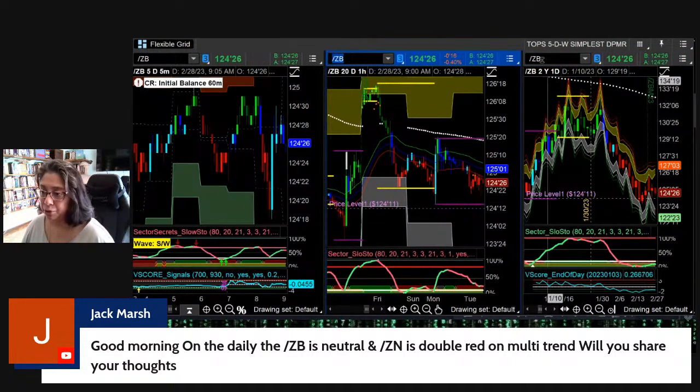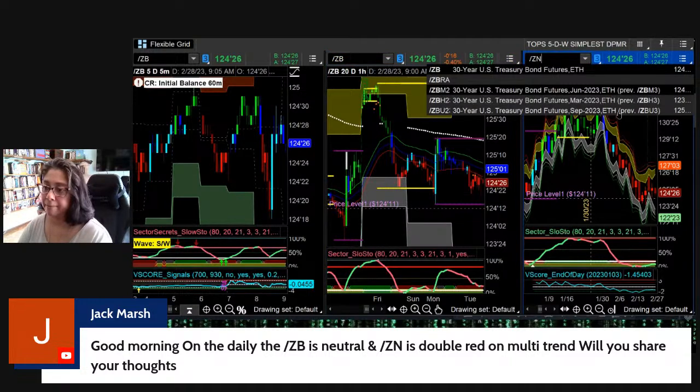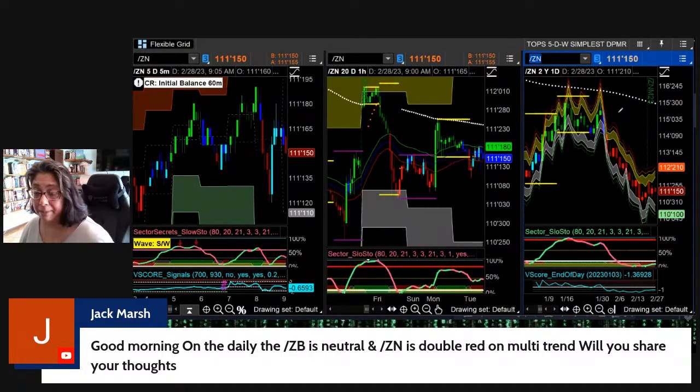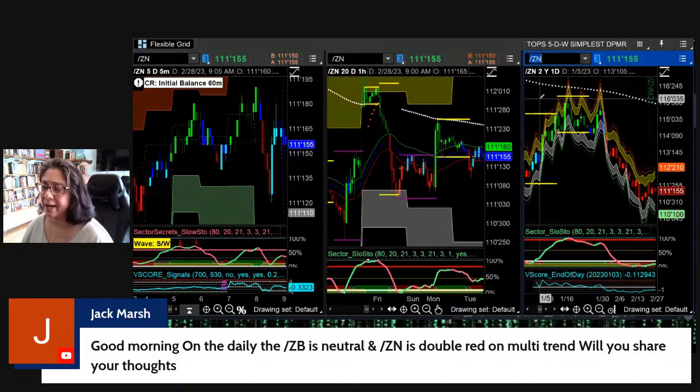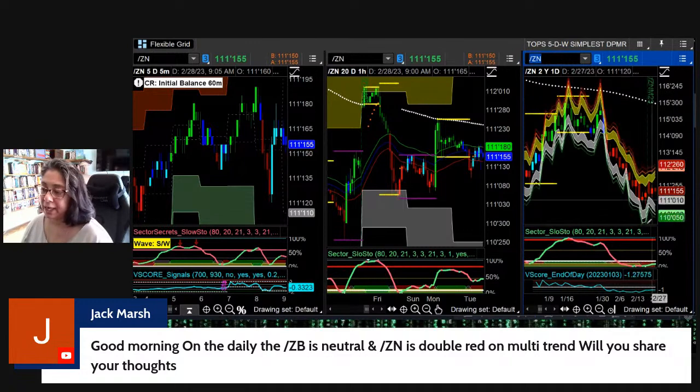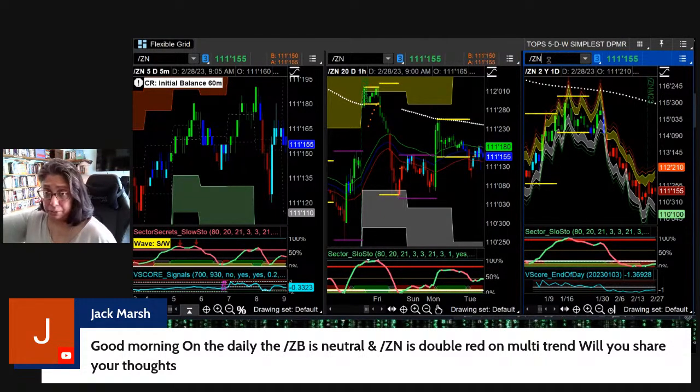And to your point, we have a neutral ZB. That's the 30-year. Think of that mapping to TLT, by the way. And if you look at ZN, that's your 10-year, that would map to the IEF ETF. You'll see that it is in more of that bearish trend. So my thoughts are this. I'm favoring yields moving higher because we have as clear a macroeconomic picture as we have had in terms of where rates are going and where they're going to peak. Give or take a quarter point, gang, we're in the neighborhood.